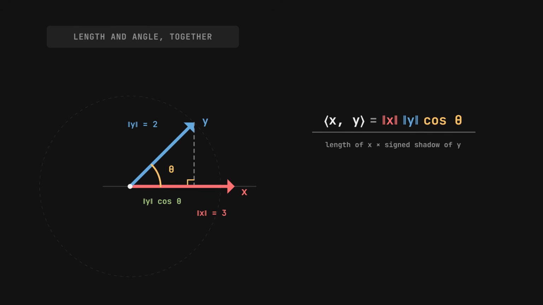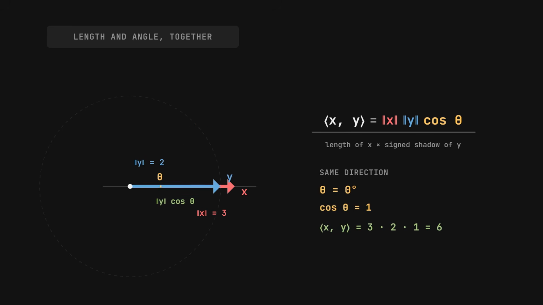When the vectors point in the same direction, the angle is 0. Since cosine of 0 degrees is 1, the inner product is as large and positive as possible. At 90 degrees, the projection disappears. Neither vector points in the direction of the other, so the inner product is 0.